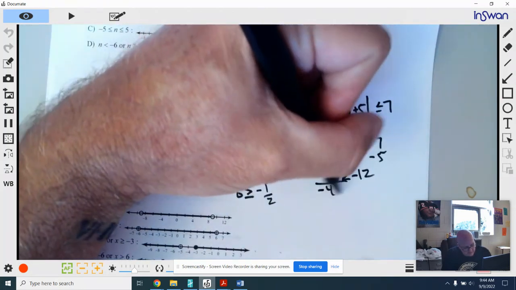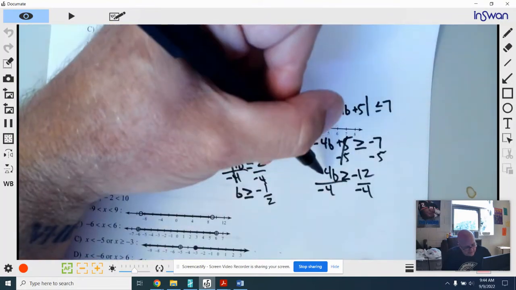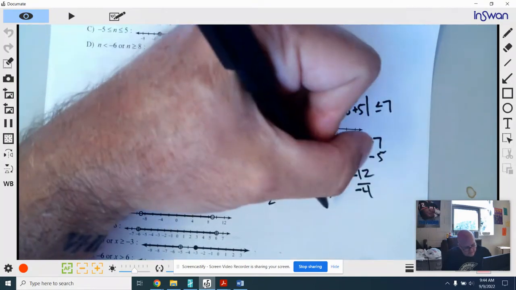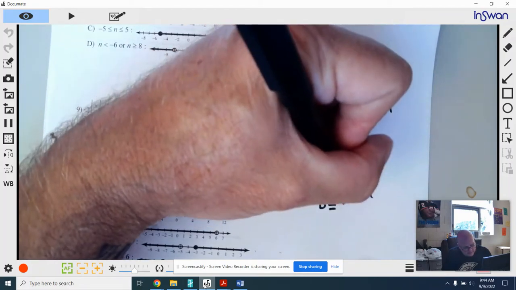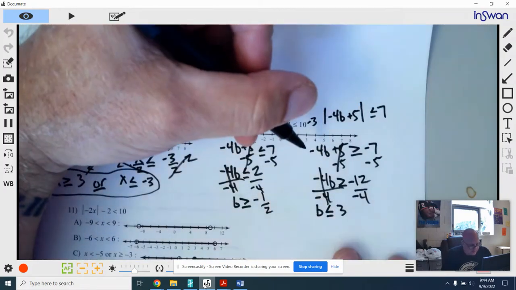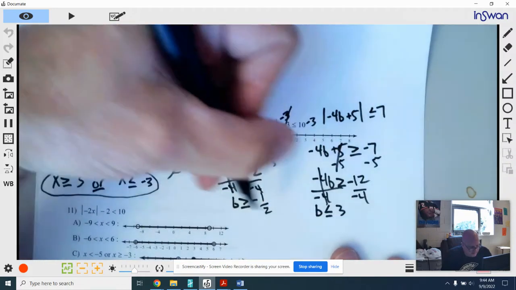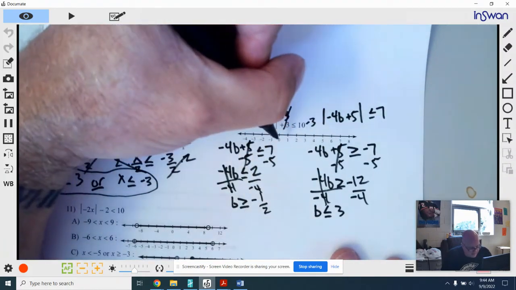Okay, then divide everything by negative 4. Again, we got to remember our rules. Divide by a negative means this symbol flips, and that gives me 3. Okay, so I have b is less than or equal to 3. I have b is greater than or equal to negative 1/2.